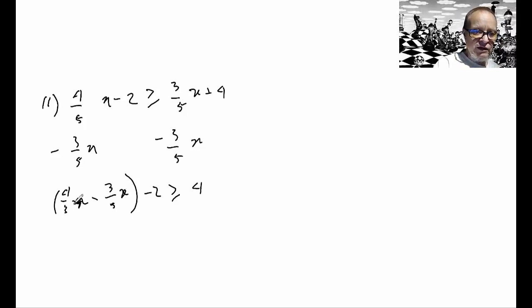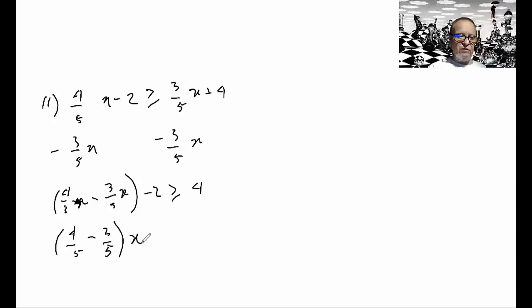And what I can do is I can now pull out the x. So I have 4 over 5 minus 3 over 5, and I put the x over there. Minus 2 is greater than or equal to 4. Now you notice how both these denominators are the same? So actually subtracting those fractions is very, very easy because we have the denominators exactly the same. We don't have to worry about lowest common denominators. So 4 minus 3, so that means we end up with 1 over 5 x.